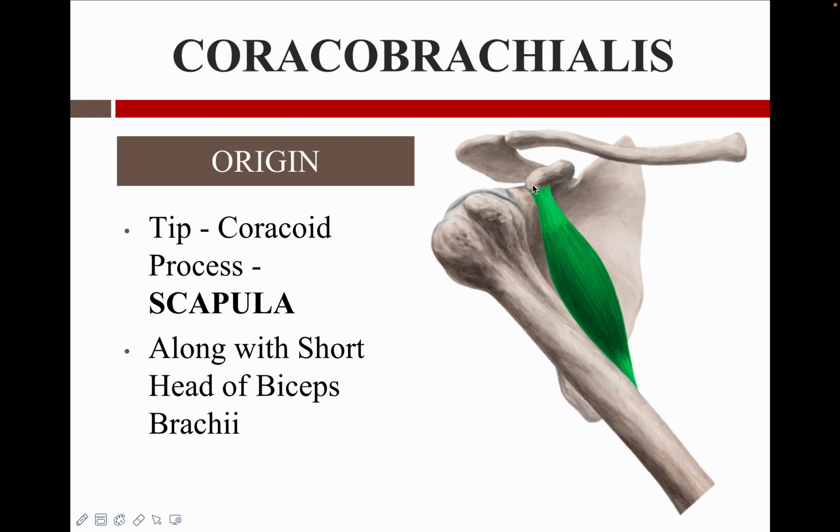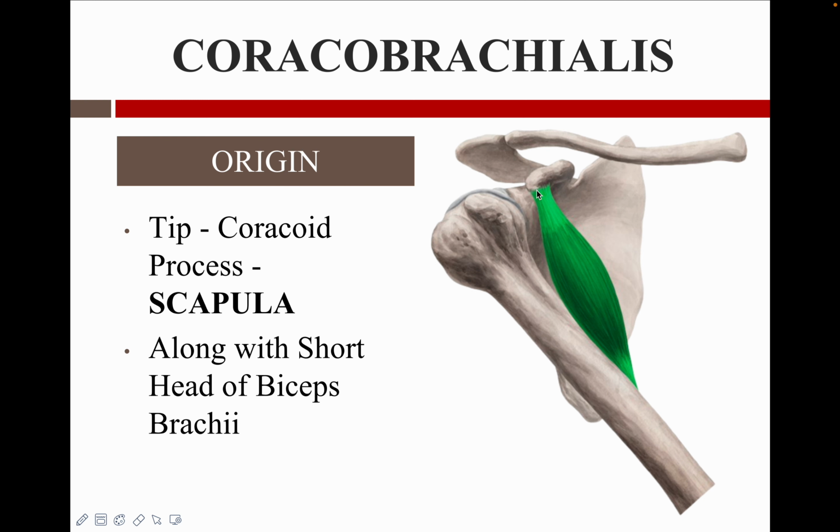This is the coracoid process. In the figure you can see here, this is the coracoid process of the scapula, and from the tip of that coracoid process, along with the short head of biceps brachii, the short head of biceps also takes origin from the tip of the coracoid process.